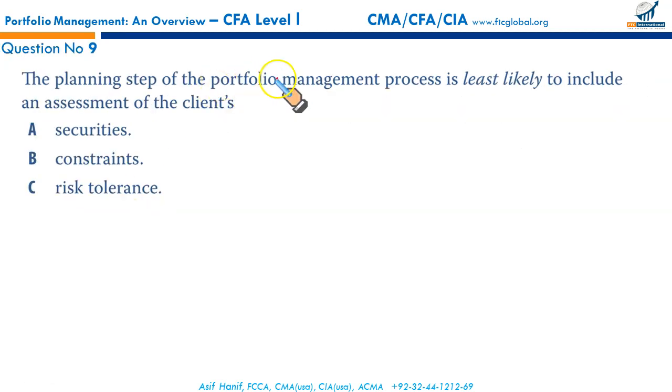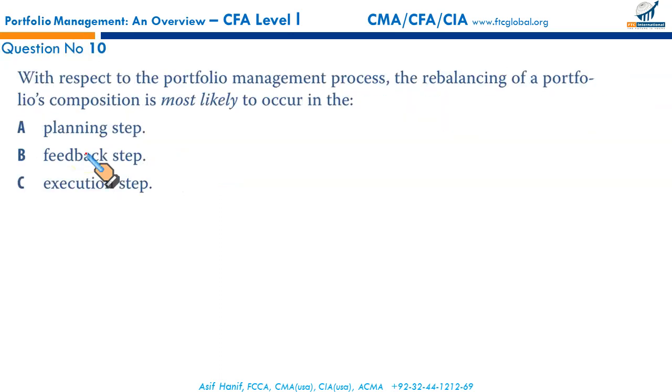The planning step of the portfolio management process is least likely to include an assessment of the client's securities, constraints, or risk tolerance. Remember, in the planning step, we determine the client's objectives, constraints, risk tolerance, but securities are analyzed in the execution step, not in the planning step. That's why A is the right answer.